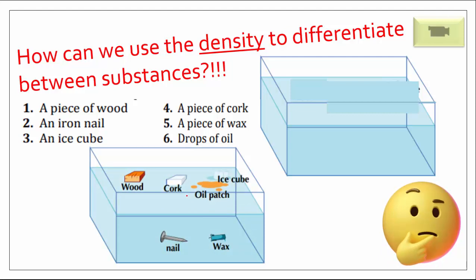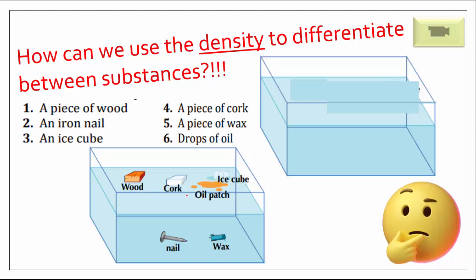As you can see here, the wood, the cork, the oil, and the ice cube all stay on the surface, but the nail and wax go down. Why do you think that happened? Because of the density. How may I explain? I said there are no two things that have the same density. Maybe the density of the other things is bigger or larger, or maybe smaller.